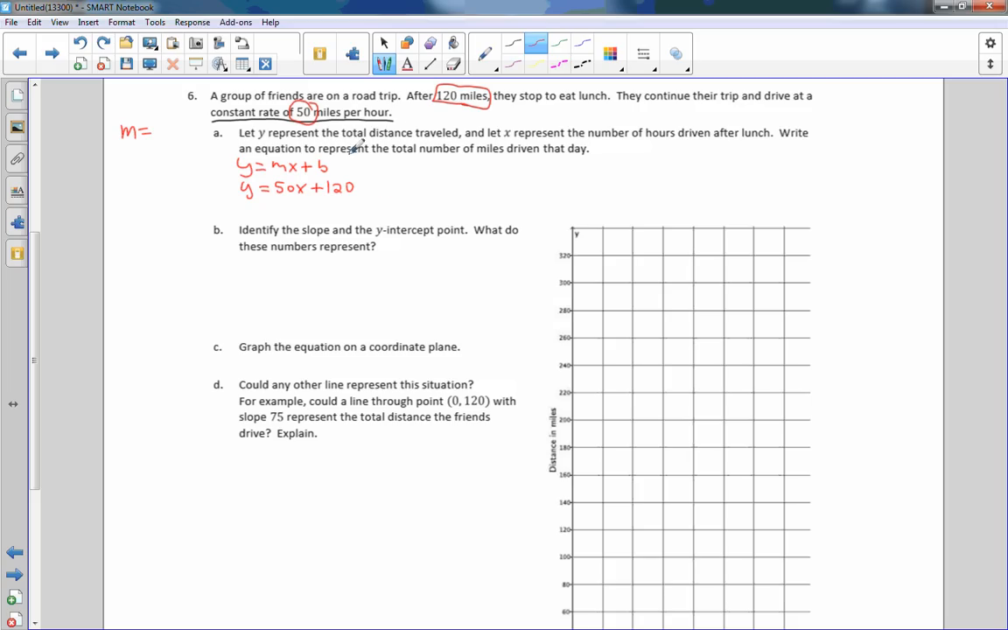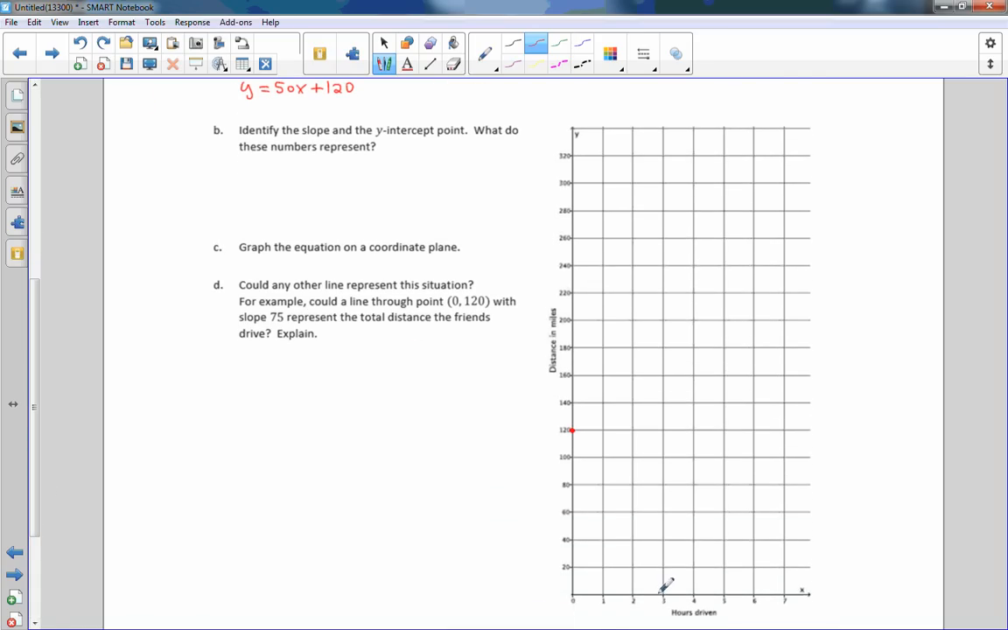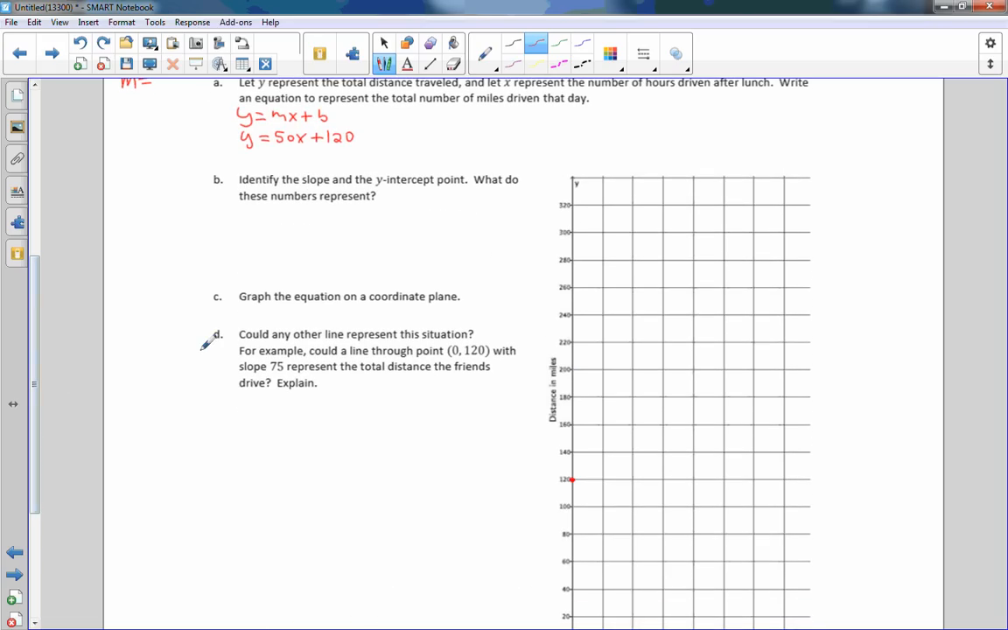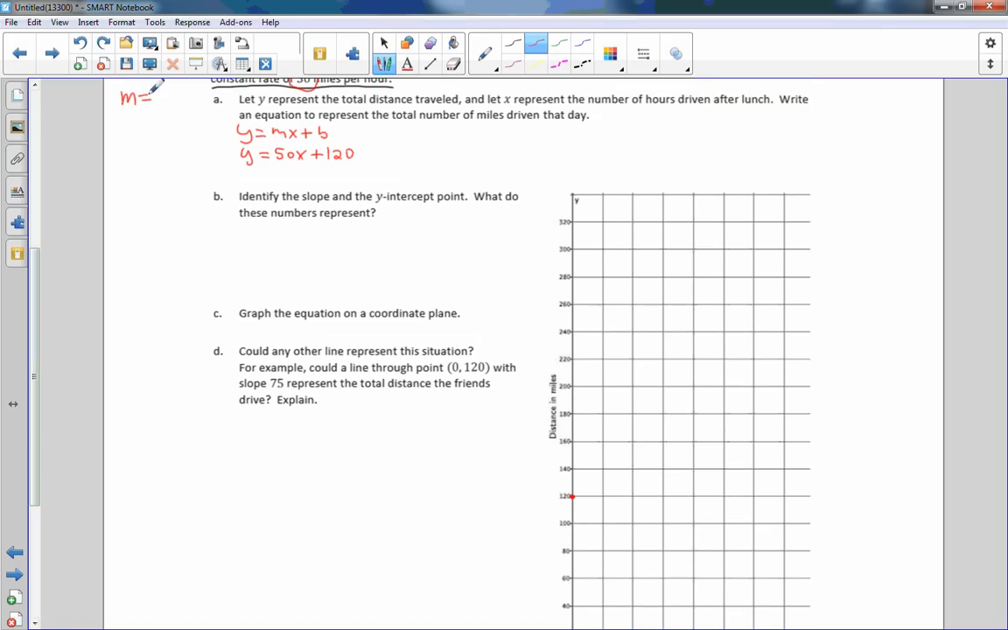Hopefully you understood that. So we started at 120 miles after we stopped for lunch. We're going 50 miles per hour. So I have to look at my scale here. So we're going, hours is in 1 increments, and miles per hour is going in 20 mile per hour increments. And our slope is 50, which means to go up 50. So my m is 50 over 1.